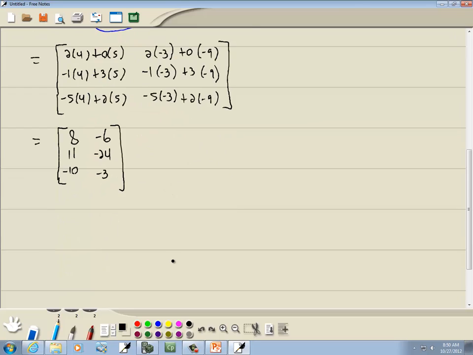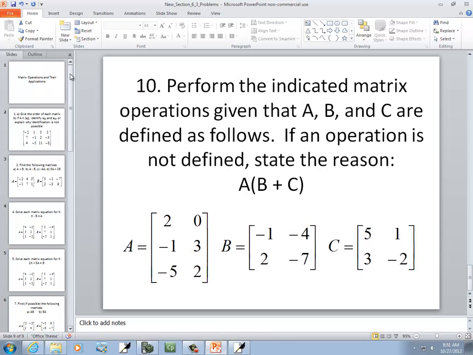And let's see if 8, negative 6, 11, negative 24, negative 10, negative 3. And we get the same answer, so that's good. And I believe that's the last problem. So let me save this.